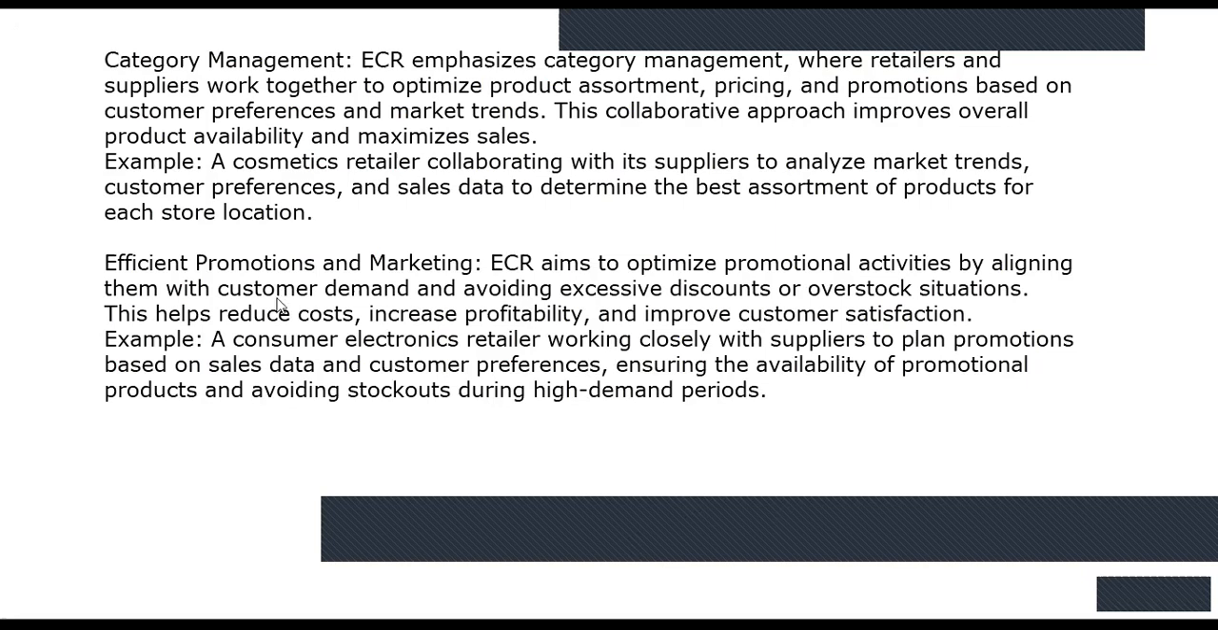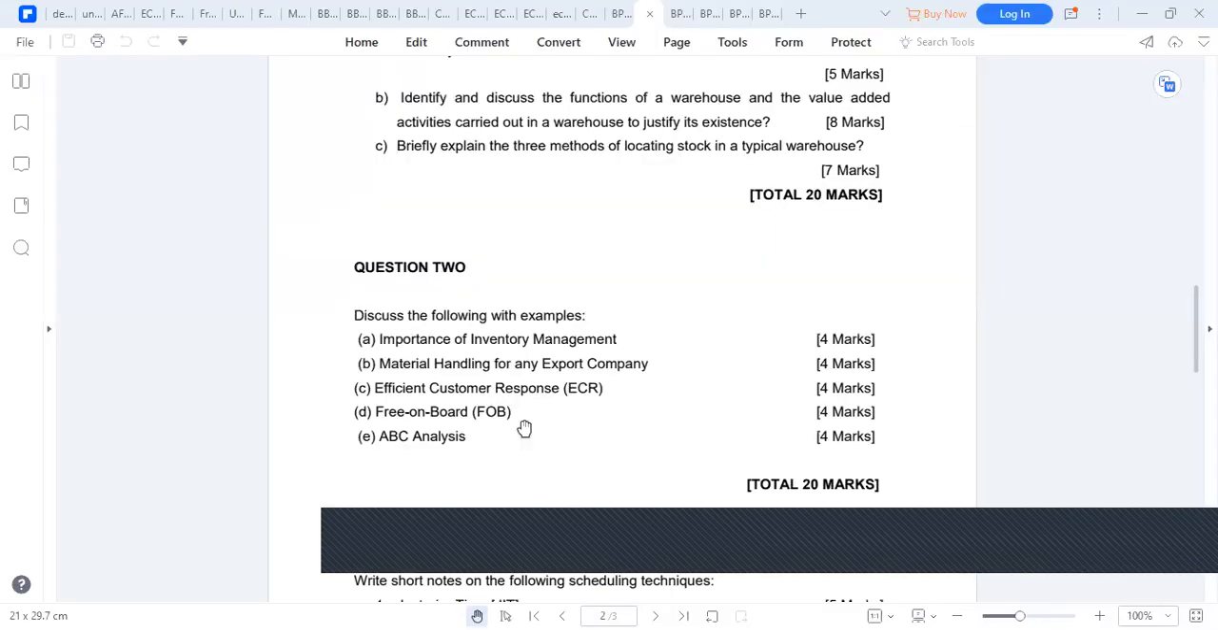So we're also asked to discuss what free on board means and ABC analysis. FOB is a commonly used term which most people in the transportation business either abuse or use rightly. FOB is a term that implies the following.